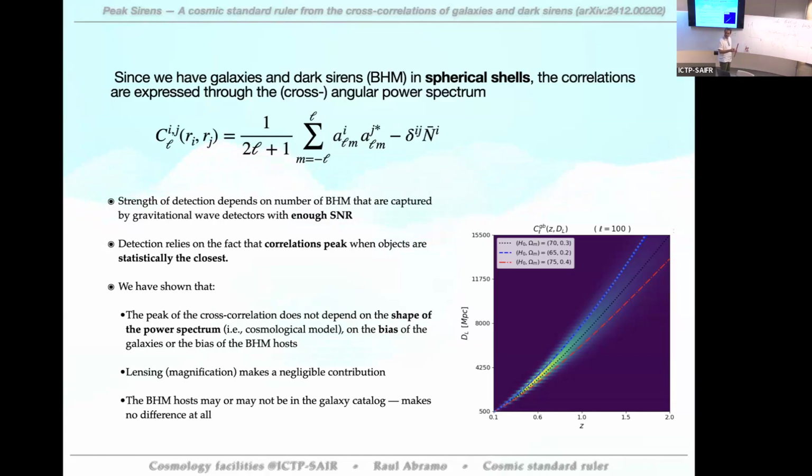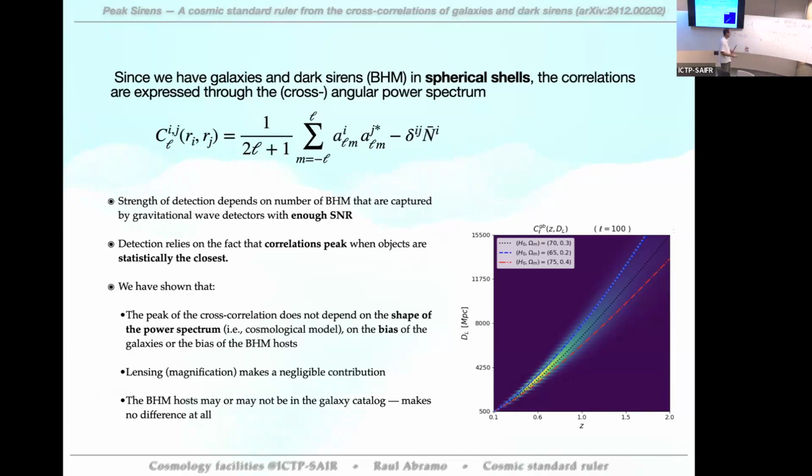Yeah, well, there's an error. Yeah, sure, there's always a big error. So this is basically the mean of the ALM of the galaxy at redshift Z and the ALM of the black hole at distance D.